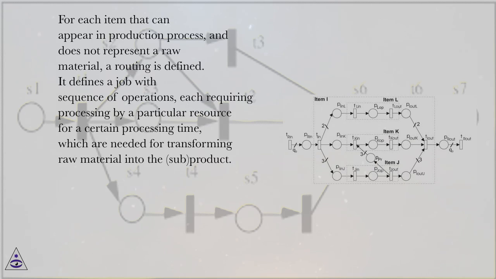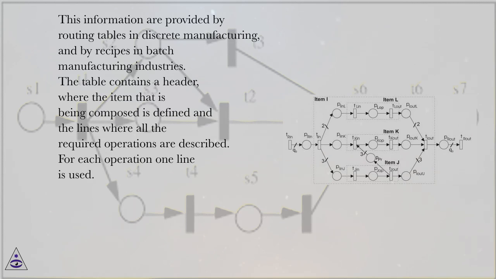For each item that can appear in production process, and does not represent a raw material, a routing is defined. It defines a job with sequence of operations, each requiring processing by a particular resource for a certain processing time, which are needed for transforming raw material into the subproduct. This information is provided by routing tables in discrete manufacturing, and by recipes in batch manufacturing industries. The table contains a header, where the item that is being composed is defined and the lines where all the required operations are described. For each operation one line is used.